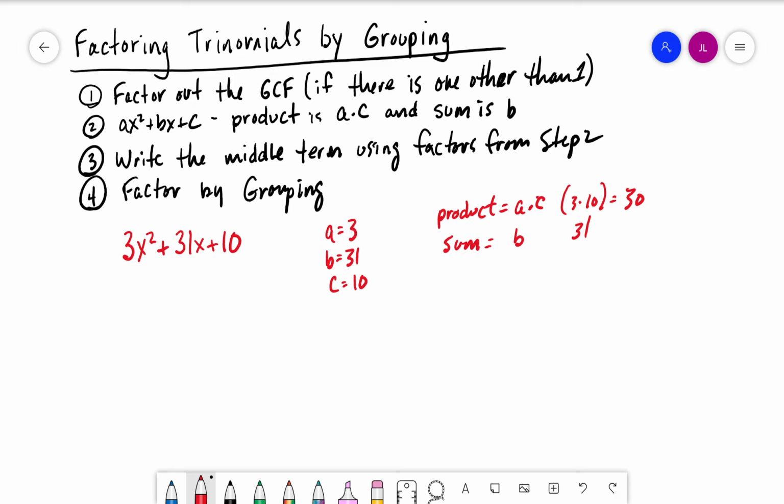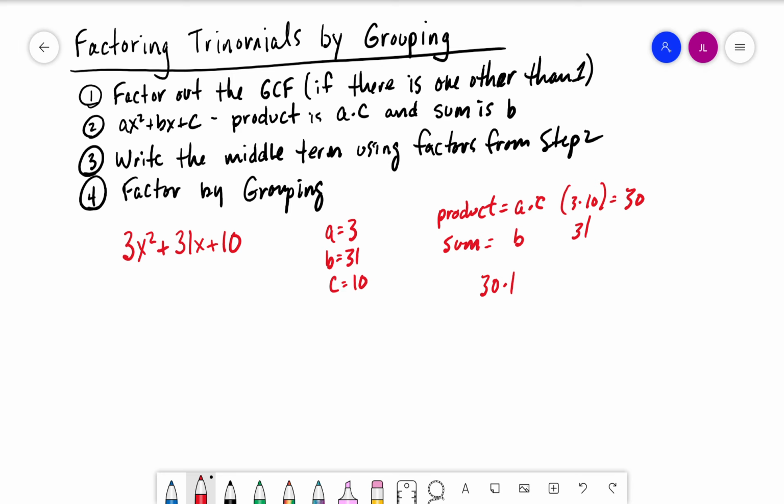So we think about this. This should be a pretty easy one. We're looking at positive here, so we know we're going to have two positive terms. So two factors of 30 whose sum is 31. Well, that's pretty easy. 30 times 1 is 30, and 30 plus 1 is 31.